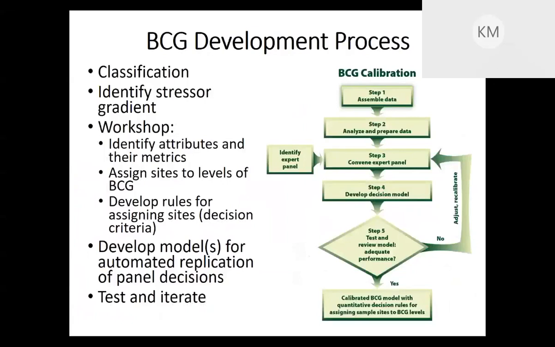So we embarked on this process. I've already talked about the first two bullets there, the classification, and that's our IBI framework. There are 9 different classes. The stressor gradient, that's our human disturbance score. So we've taken care of that up to this point. And so then we held workshops. In these workshops, you have a panel of experts, in our case, a panel of fish experts or a panel of macroinvertebrate experts.